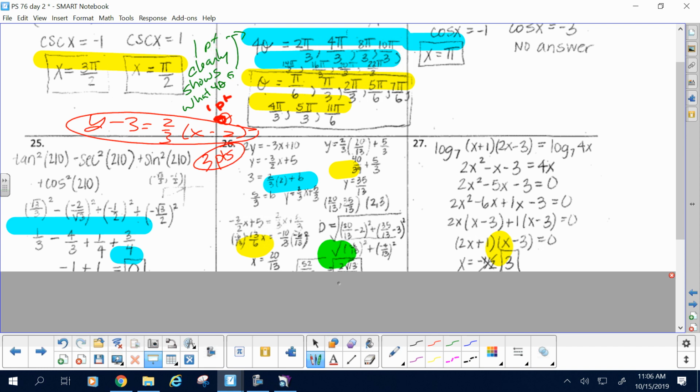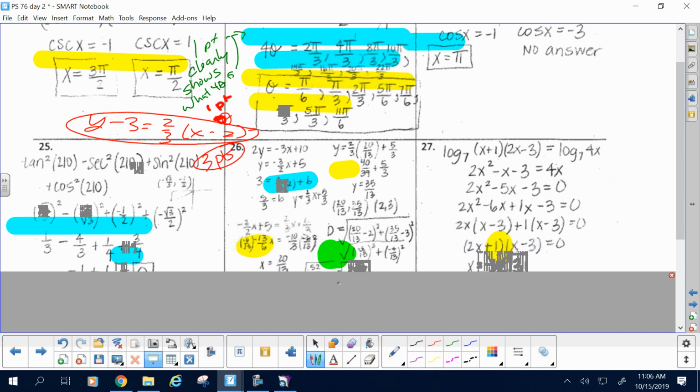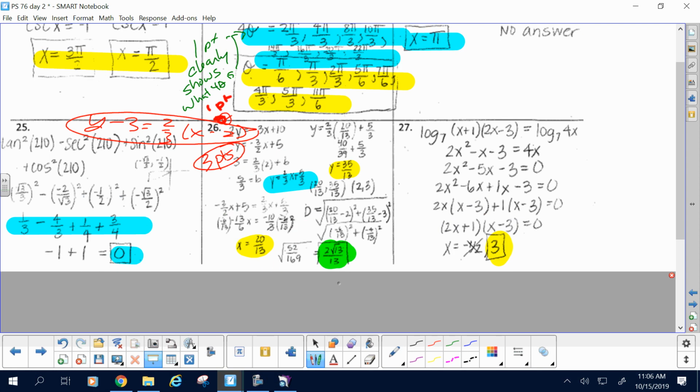The intersection points were gross. Okay, x is 20/13 and y is 35/13 for the intersection point. If you have that, you're good. And then the third point is, did you get the distance right? Either 2/13 over 13, or if you did decimal, what was that about? Anybody do a decimal?